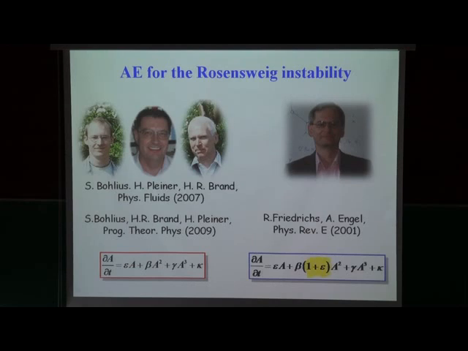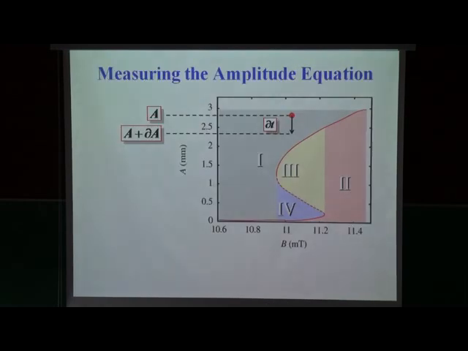And so this gave us the idea to measure the amplitude equation directly. That means you measure the temporal evolution of the amplitude. This can be done if you jump into some position of the parameter space here, and then of course the system will move towards its stable branch here. So you measure the amplitude, and after some time you measure the evolution of the amplitude.